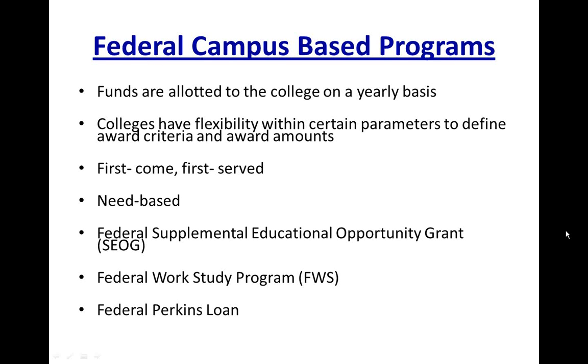Federal campus-based programs are funds that are allotted to individual colleges and universities on a yearly basis. Colleges have flexibility within certain parameters to define the award criteria and the award amounts. These funds are awarded on a first-come, first-served basis. They are all need-based, and these are comprised of the FSEOG grant, the Federal Work-Study program, and the Perkins loan. It should be noted that not all colleges and universities participate in any or all 3 of these campus-based programs.